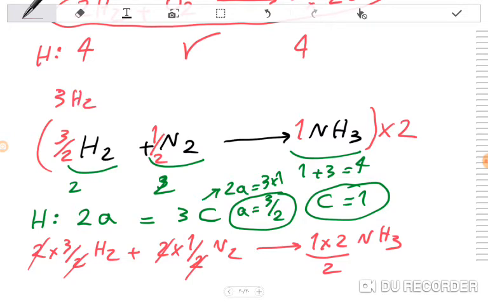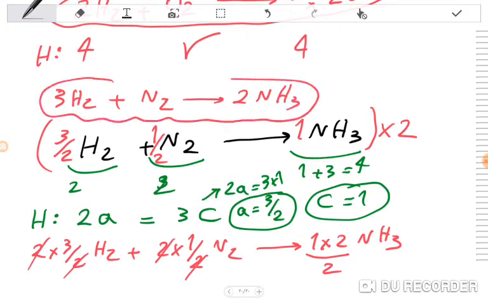3H2 plus N2 gives 2 NH3. The equation is balanced because on the left side 3 times 2, 6 hydrogen atoms, and 2 times 3, 6 hydrogen atoms on the right side, and 2 atoms of nitrogen on the left side, and 2 atoms of nitrogen on the right side. The equation is balanced, no problem.